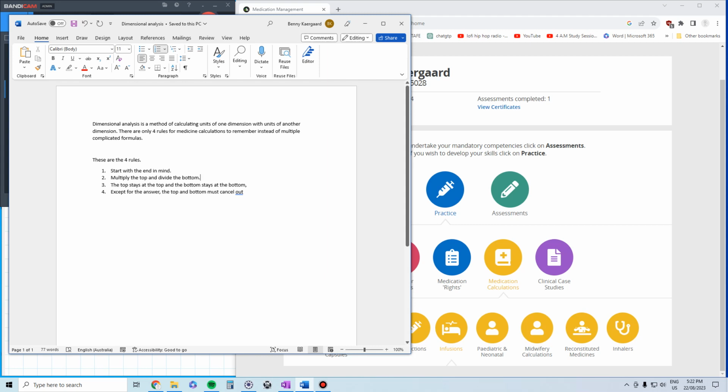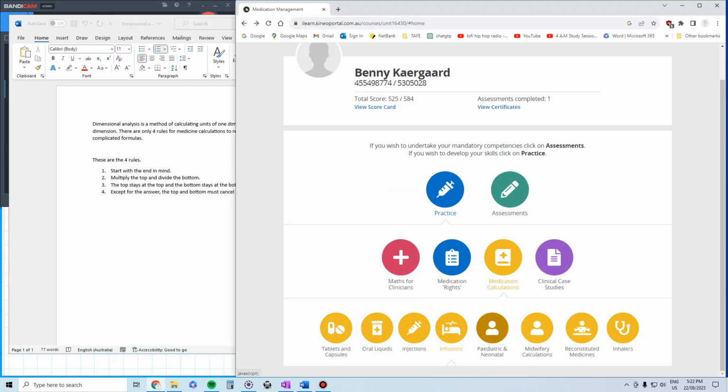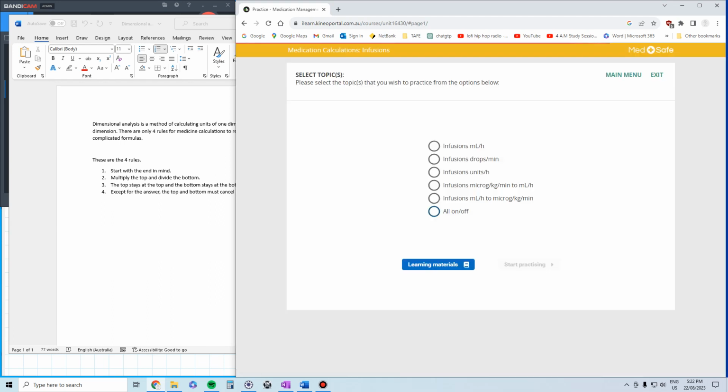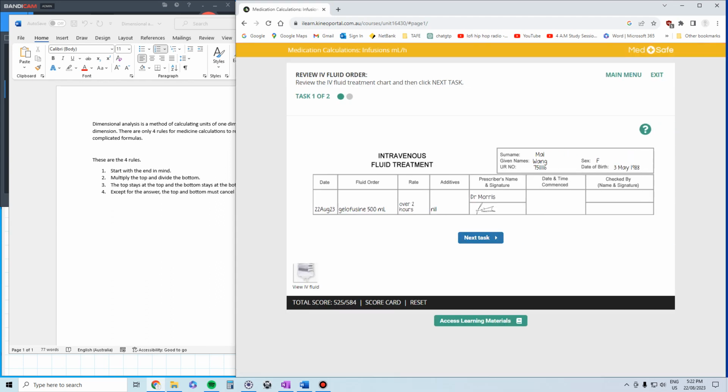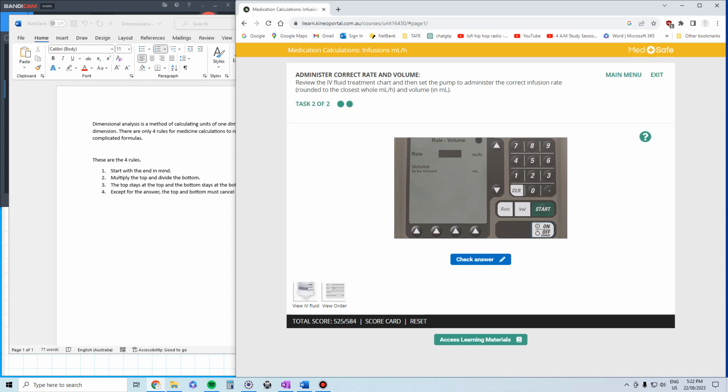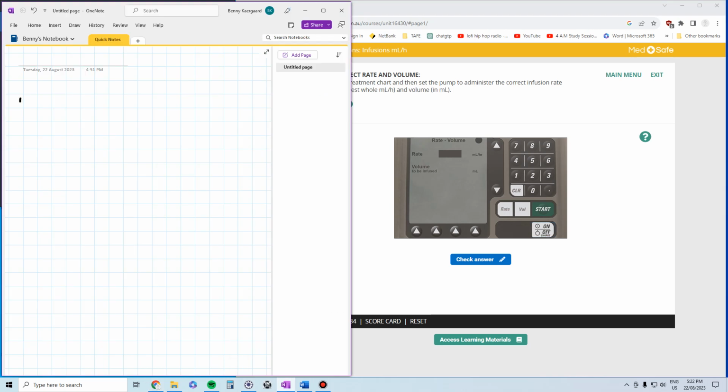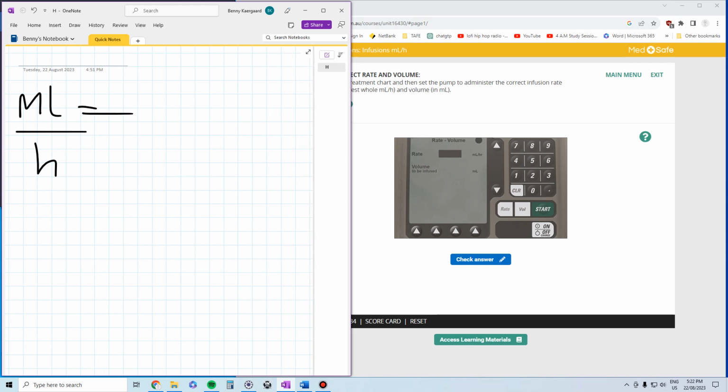The top stays at the top, the bottom stays at the bottom, and except for the answer, the top and bottom must cancel out. So we'll start with the first rule, which is start with the end in mind. So we go to infusions. What it's asking us for is milliliters per hour. So we start with that, milliliters over hour equals blank.